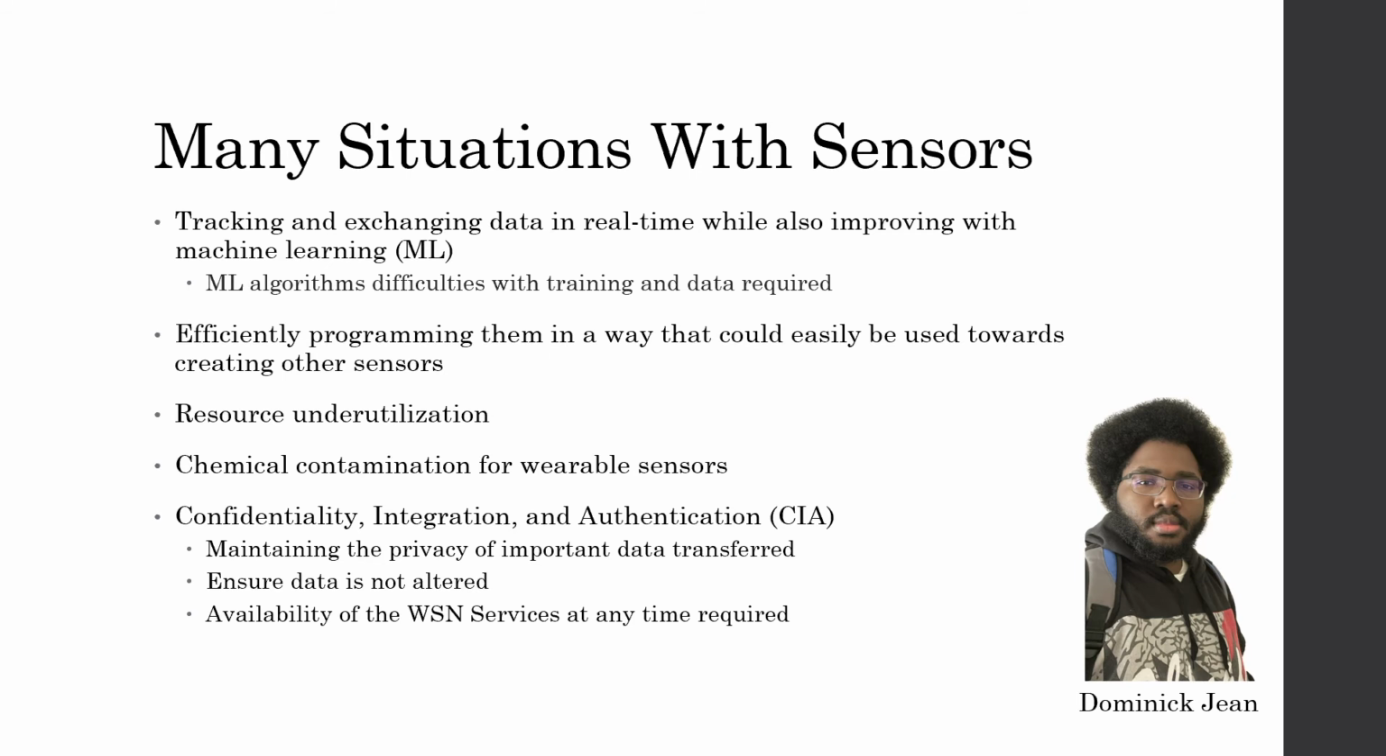In terms of security, the three axes, confidentiality, integrity, and authentication, must be achieved in any network for it to be called secure. This means maintaining the privacy of important data transferred, ensuring nothing is altered, and keeping the availability of WSN services at any time required.